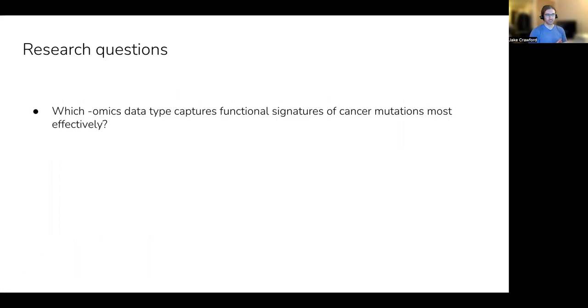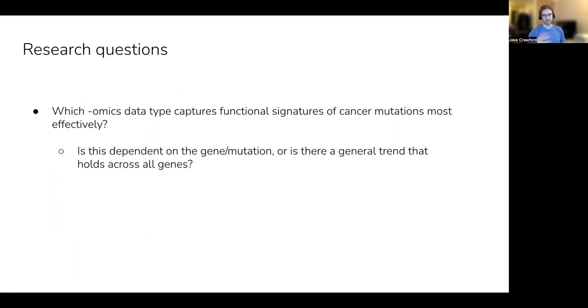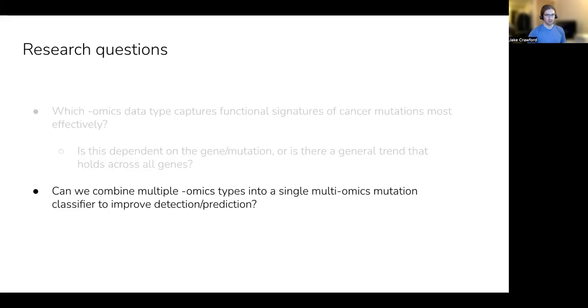So the general research questions we wanted to answer are comparing omics data types for capturing functional signatures of cancer mutations. In particular, is this dependent on the gene or mutation that we're considering? Or is there a general trend that one omics type is better than the other that holds across a bunch of different cancer genes? And we also want to know if we can combine multiple omics types to do better than single omics types. So can we build a better classifier or a better predictor of mutation state by combining, say, expression and methylation?